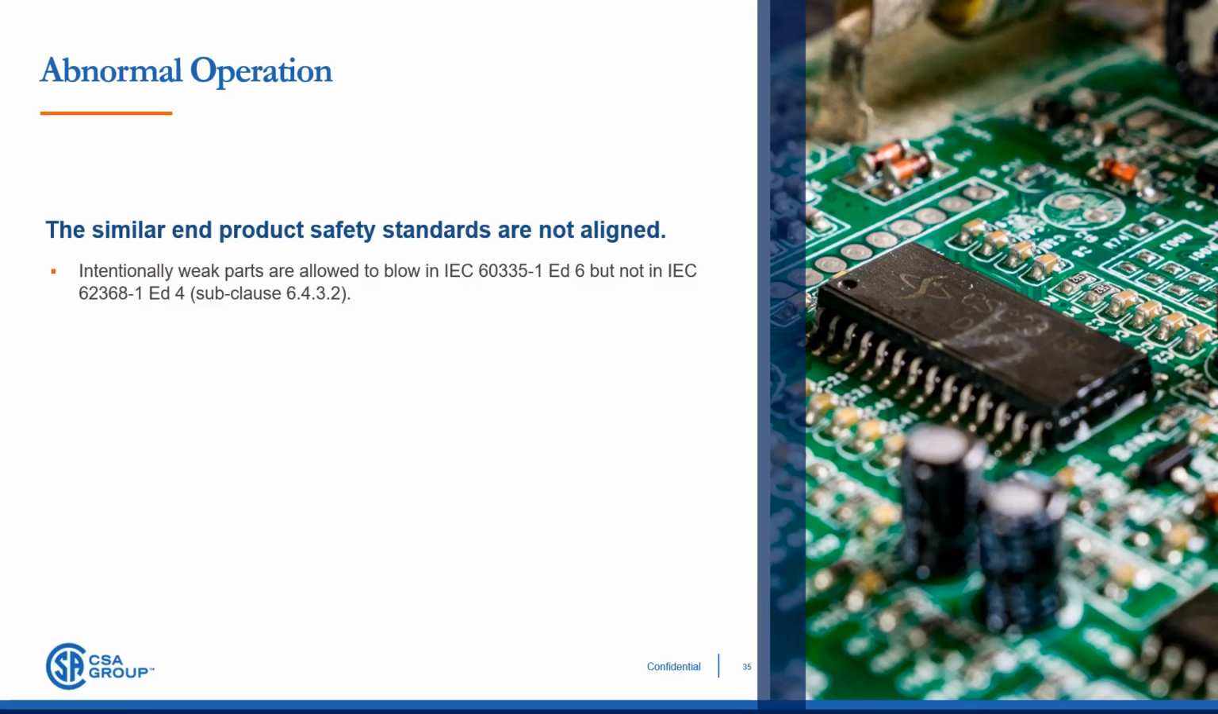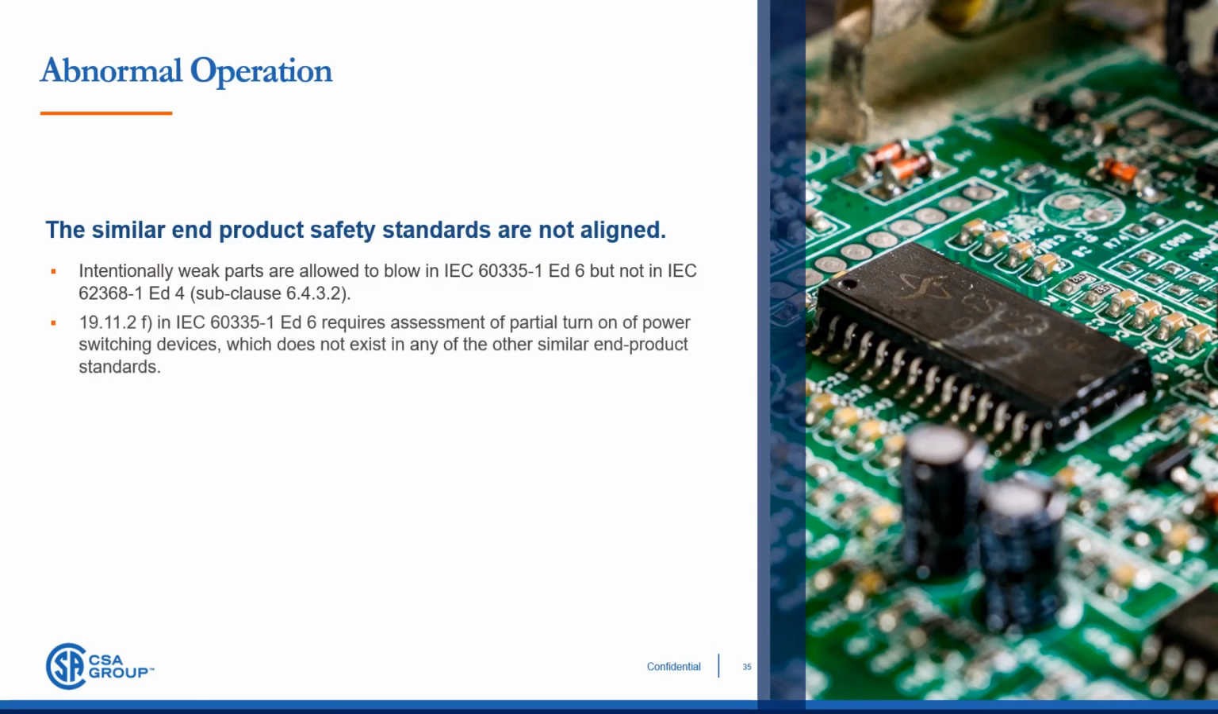Another notable difference is found in the requirements for single fault analysis, particularly in section 19.11.2f of the 6th edition of IEC 60335-1. This clause requires compliance assessment for the partial turn-on of power switching devices, a requirement absent in similar end product standards. Typically, when power switching devices are shorted, maximum energy is delivered through other components in series with the high power side. The result is normally fuses, PCB tracks, or current sensing resistors blow open circuit, or triggering thermal or overcurrent protection systems before any unsafe condition occurs.